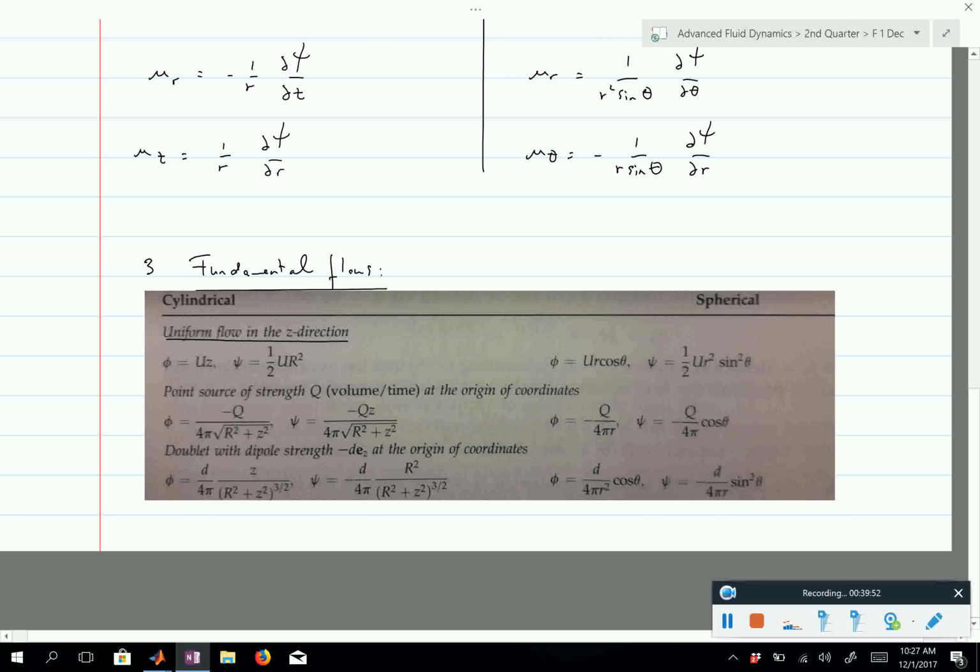I'm not going to tell you how, you just do the exact same thing as what we did for cylindrical, and you'll find these. For instance, if you think about the potential around a source, now it's not Q times log of R, it's Q divided by R. Why is that? You'll get to the velocity field if you differentiate with respect to R. So your velocity field is going to be in 1 over R squared.